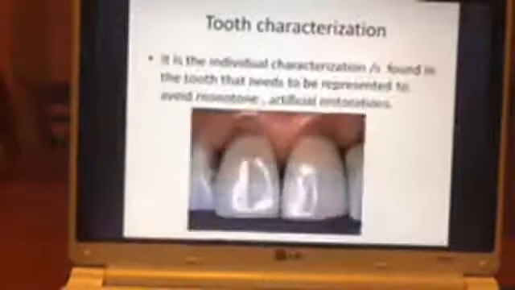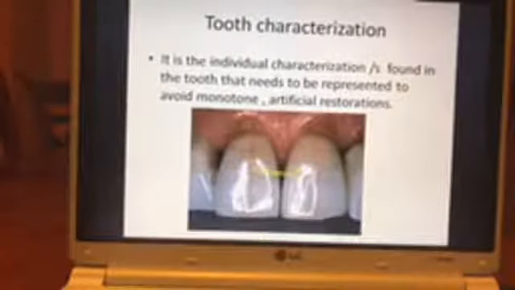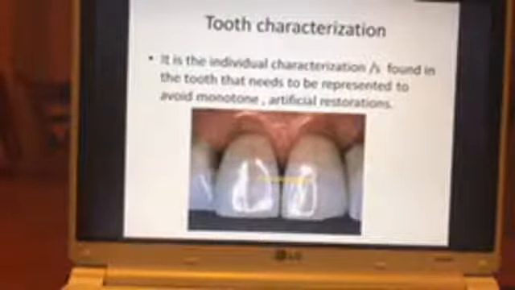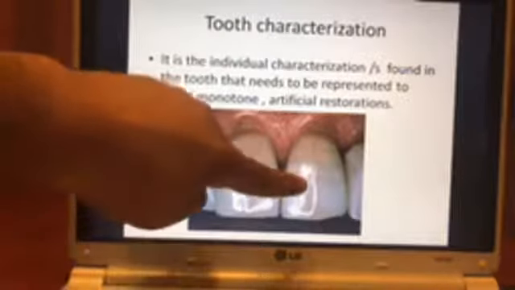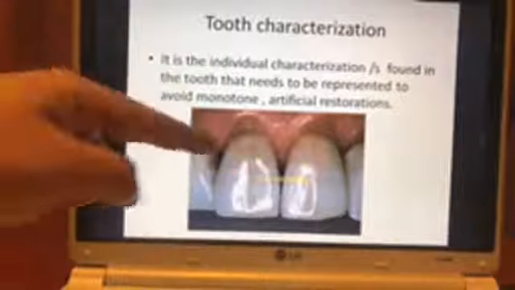Then we go to the final parameter of the color analysis, which is called the characteristics or characterization. What is the characterization? Anything that I didn't mention before is called characterization. Anything else you see in the tooth, a crack, a notch, anything, you have to mimic it in the contralateral tooth. You are doing this tooth, for example, here, you have to make this crack the same way that you see it over here. But the patient doesn't like the crack.